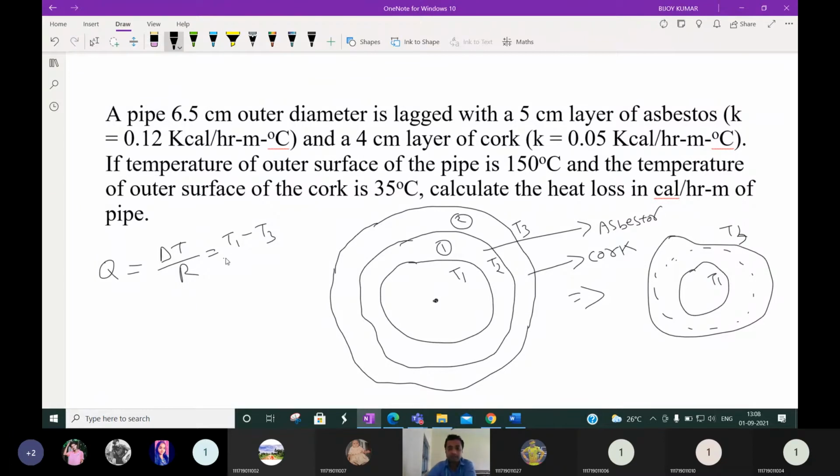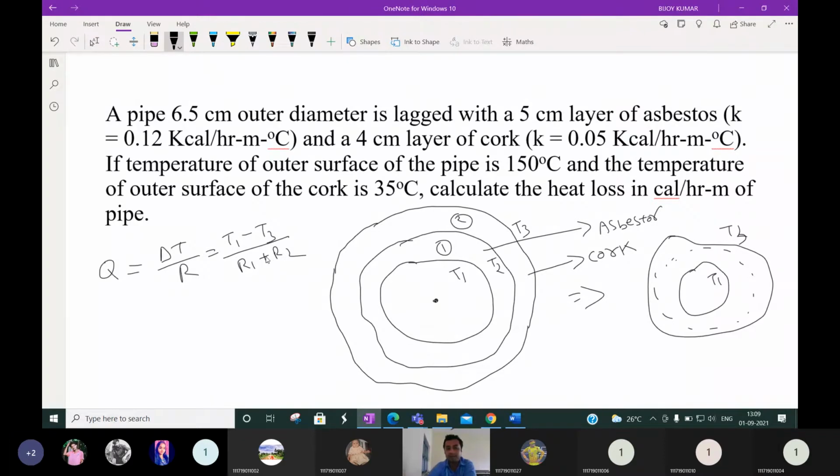By R. R is what? You can see here two cylinders are connected in series. So the overall resistance will be the sum of individual resistances. So this is the formula. You have to calculate the heat loss. Heat loss means Q value. This is the formula.